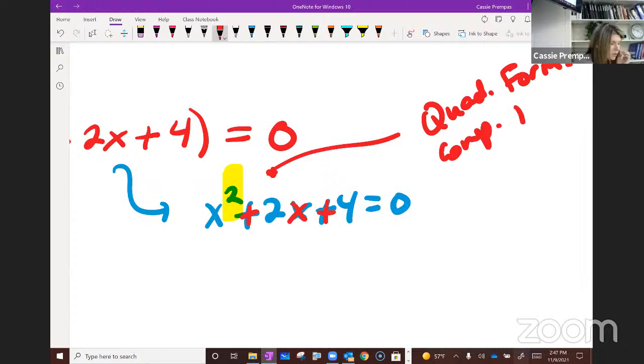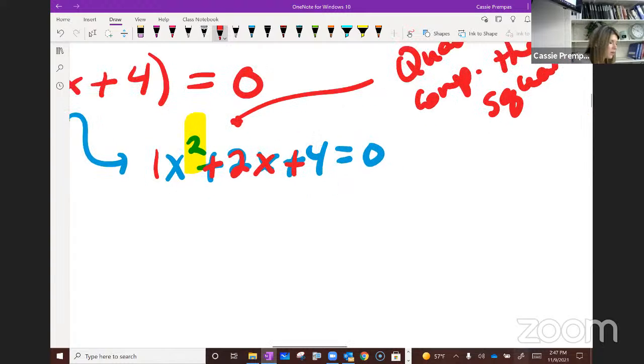Remember when it's easy to complete the square. When is it easy to complete the square? When the x squared has a coefficient of 1, yes, and when the middle term is even, because it's easy to divide the middle term by 2 when it's even. So it is actually easy to complete the square here. You guys tell me, do you want to do the quadratic formula or completing the square? Okay, let's complete the square then.